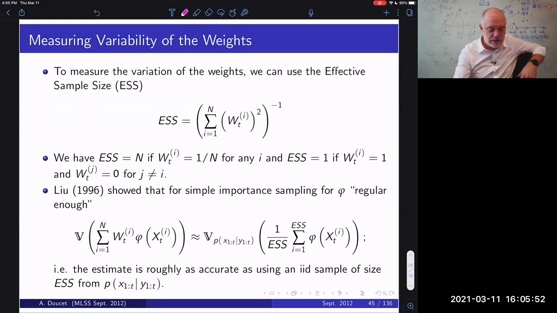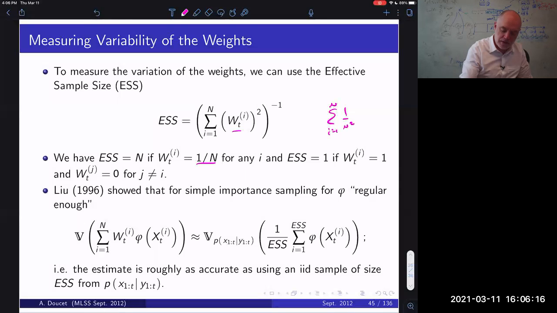And one way to do this is to use what is called the effective sample size, which is effectively a kind of a measure of the variance of the weights. So if you look at this, this is the normalized weights. If you set 1 over n in here, this is then the sum, i equals 1 to n, of 1 over n squared, inverse, right? Something like that. I've got n copies of it. So this is n, right?